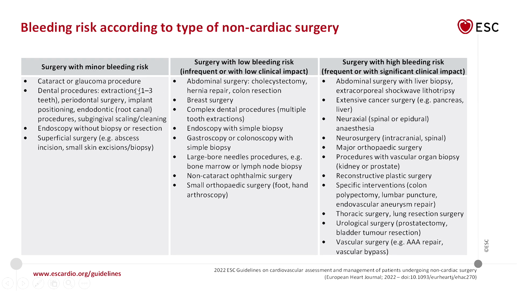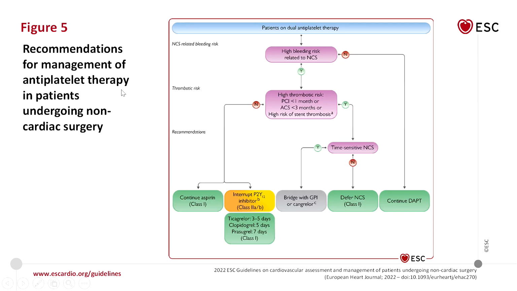So, the bleeding risk according to type of non-cardiac surgery. Surgeries with minor, low or high bleeding risk, we divide into three groups. Cataract, glaucoma, dental procedures, endoscopy, superficial surgery, these are minor bleeding risk. While high bleeding risk are abdominal surgery with liver biopsy, cancer surgery, neurosurgery, major orthopedic surgeries, vascular organ biopsy, reconstructive plastic surgery, specific interventions like colon, lumbar puncture, thoracic surgery, urological surgery, bladder tumor, vascular surgery. So these all come with high bleeding risk. So we divide accordingly and then decide regarding the continuation of the antiplatelet accordingly.